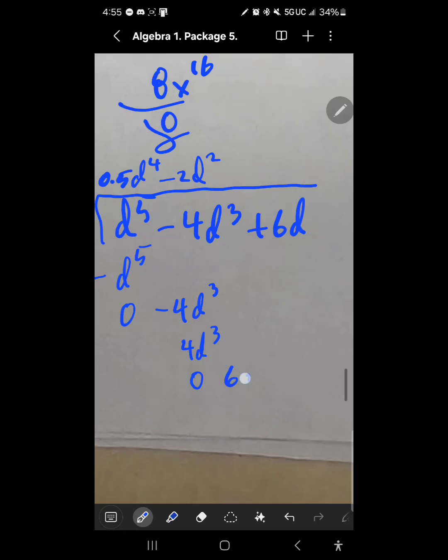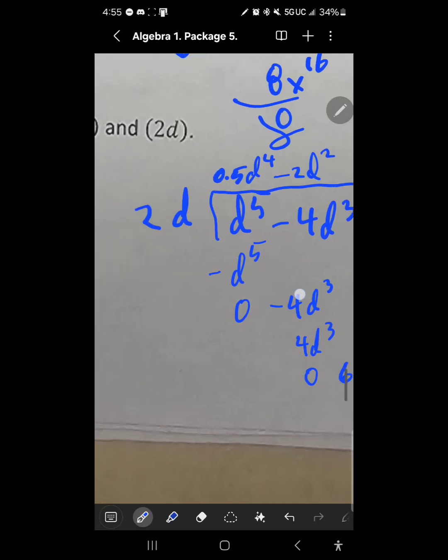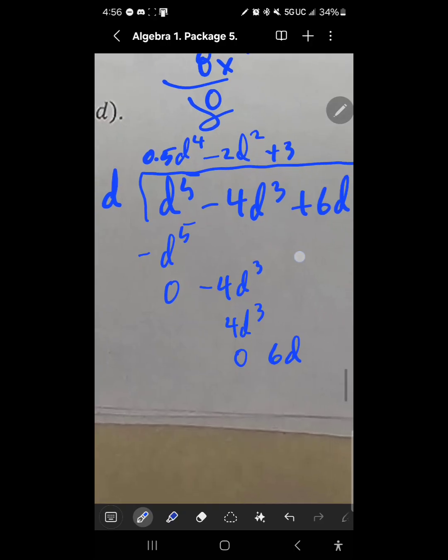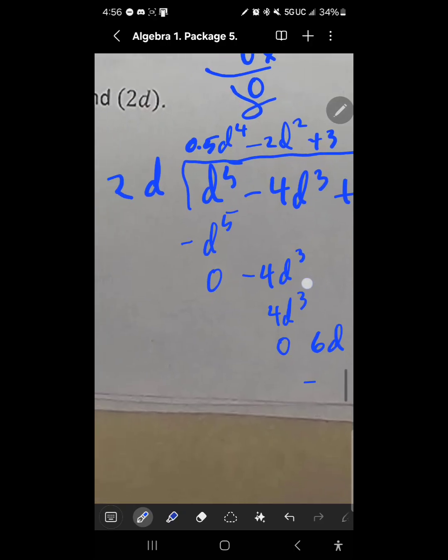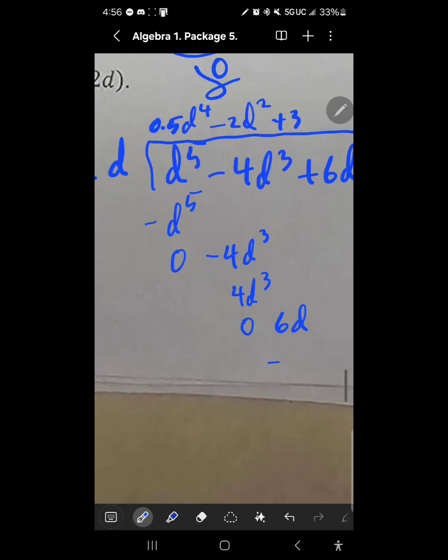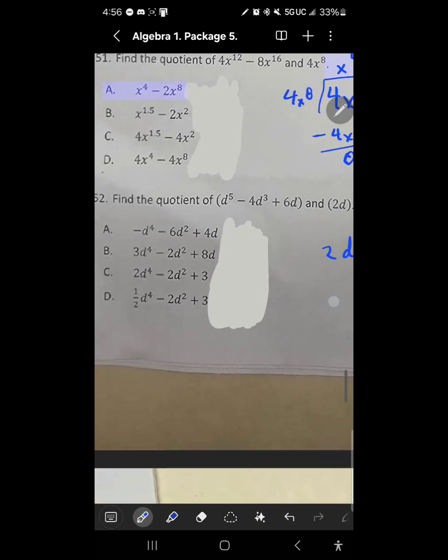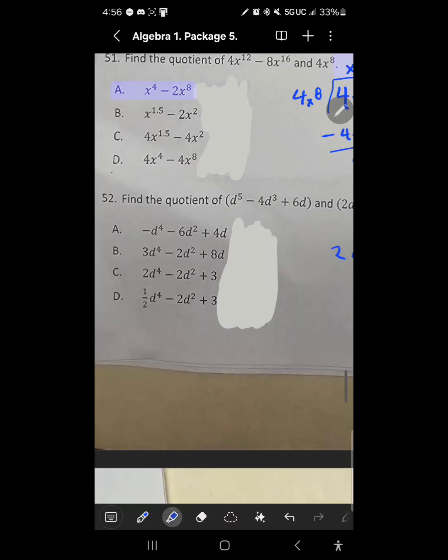And then we have here 6d. 6d divided by 2d, 6 divided by 2 is 3. This is positive 3, so we put it here. Then d divided by d is just 1, so it doesn't apply, and we leave the 3 alone. And then here, we say 3 times 2d is 6d, and we always put a negative sign at the front, so this is 0. And these right here are our answers. Now the answer is 0.5d^4.